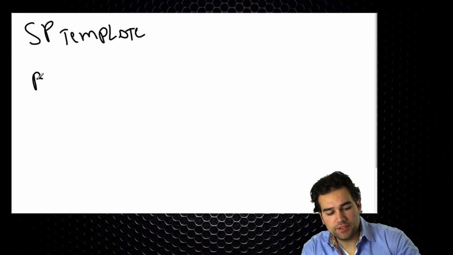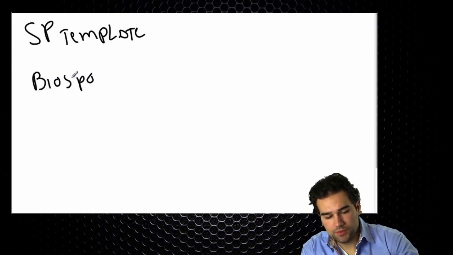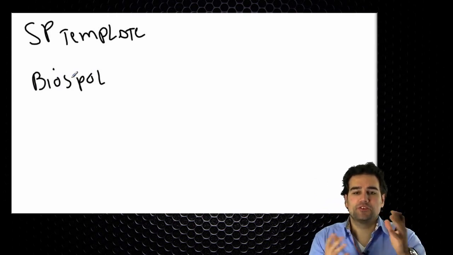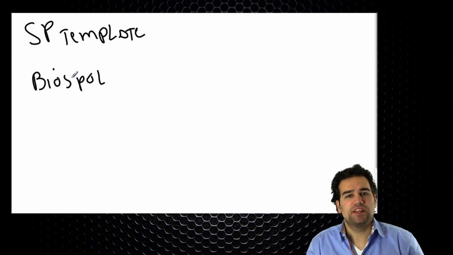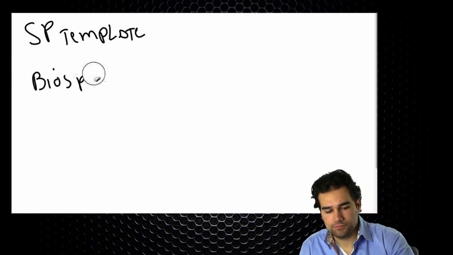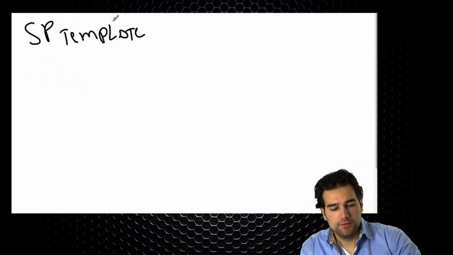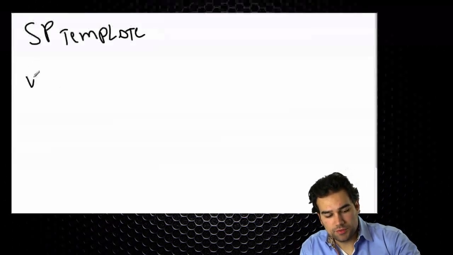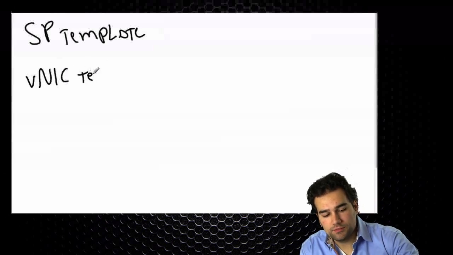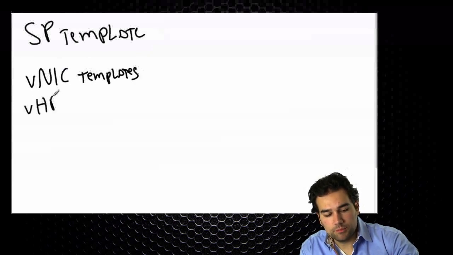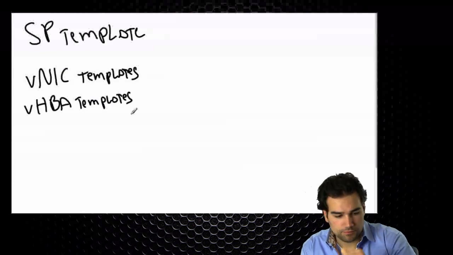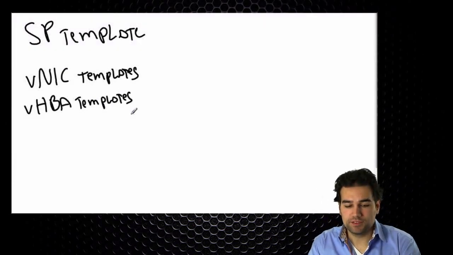We have a lot of policies, like the BIOS policy that we talked about, but this is a very static configuration. The BIOS policy is just a set of settings that never changes, or it can change, but not a lot. So I can have multiple templates. The other two types of templates that I have are my vNIC templates and my VHBA templates.